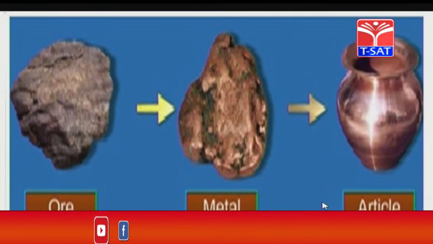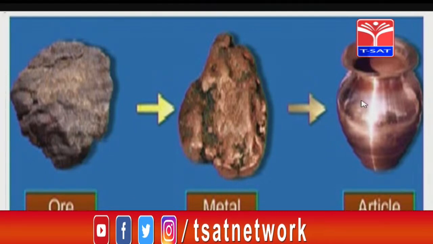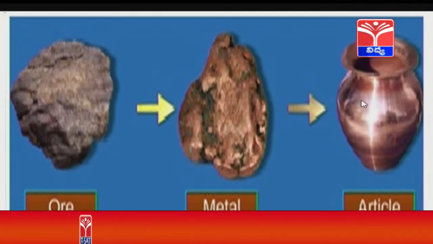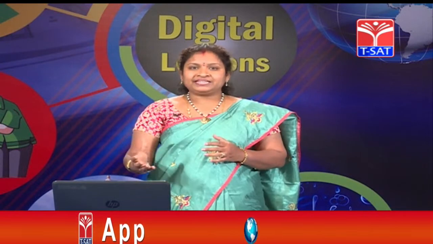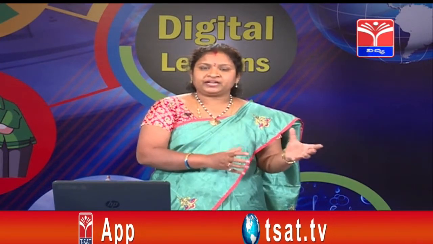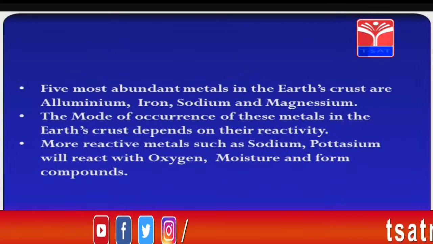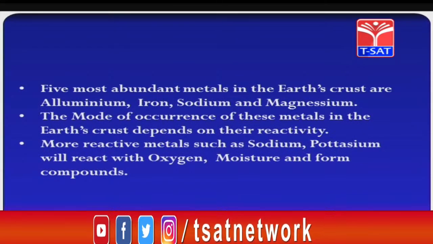Children, from the ore you extract metals, and these metals are used to make articles. So, if you want to make a metal article, you need metal. From where is this metal obtained? From the ore. So, the most abundant metals in the earth's crust are aluminium, iron, sodium and magnesium.